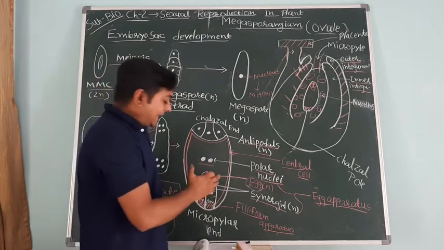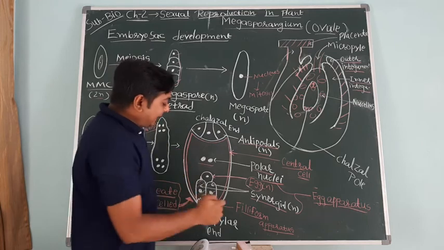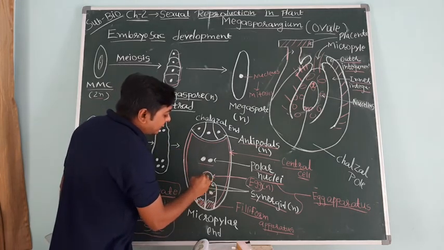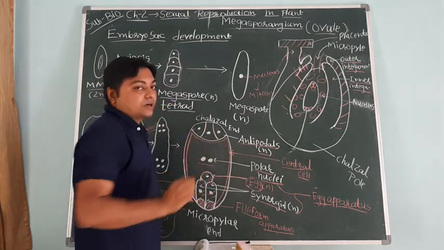This is the structure of the mature embryo sac, and the mature embryo sac is known as the female gametophyte because it carries the female gamete. This is the main cell, the female gamete, the egg cell. It is carried by this full structure.